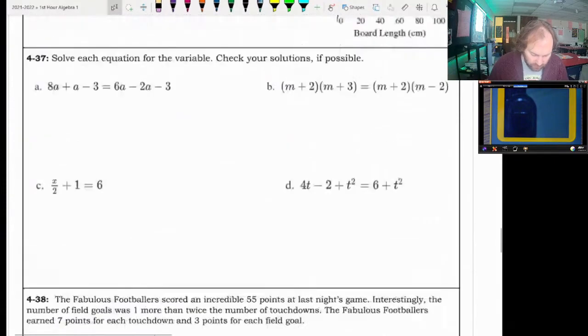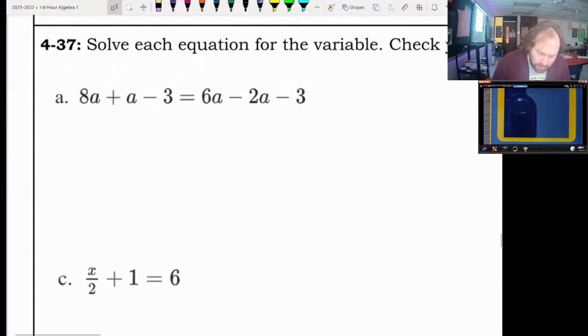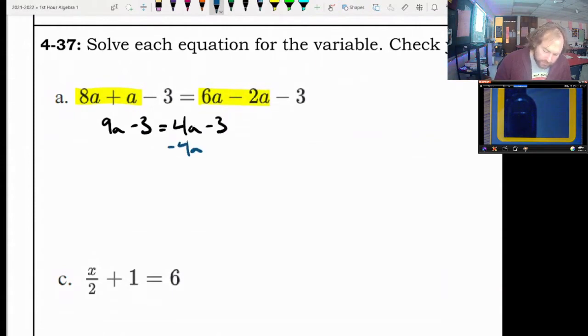437. We're going to solve these equations for one variable. Here we go. Let's start by combining like terms here. 8a plus a is 9a minus 3. Then you've got 4a minus 3. If you subtract the 4a from both sides, you get 5a minus 3 equals negative 3. If you add the 3 over, an interesting thing happens in that the 3's actually all cancel out.